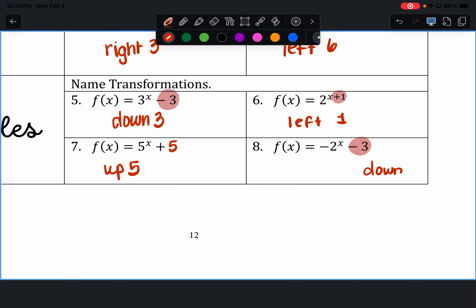Okay. And for number 8, what does the minus 3 at the very end cause to happen? Down 3. Now, this one actually has one other transformation in it. Does anybody remember what happened to our absolute value function when we put a negative in the front of it? It flipped it. What is the math word for that? It is reflecting it across the x-axis. Okay, so that causes it to be reflected across the x-axis.